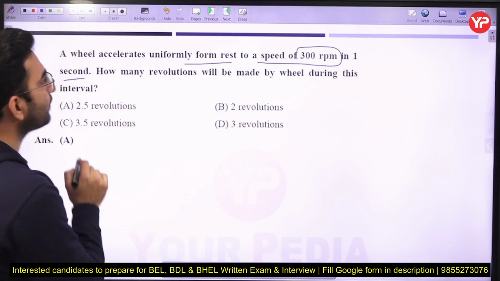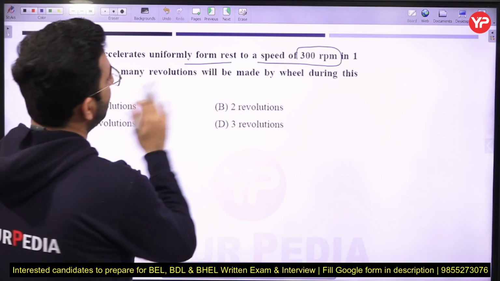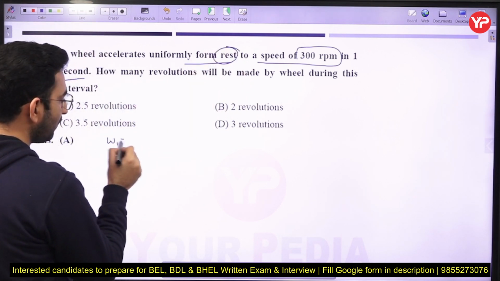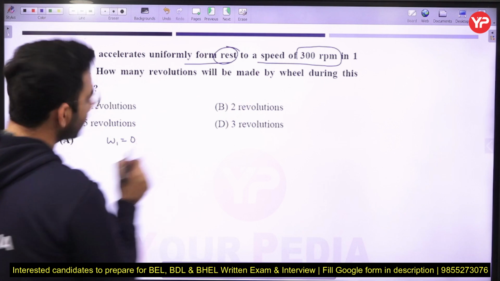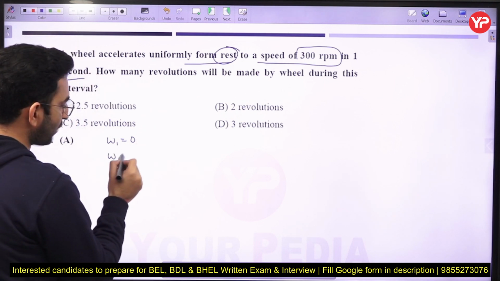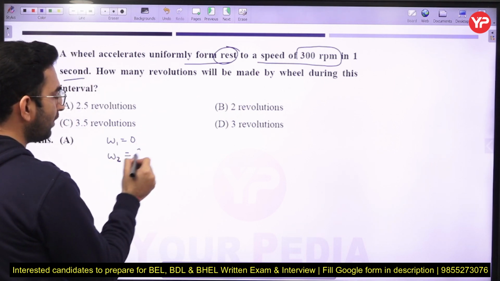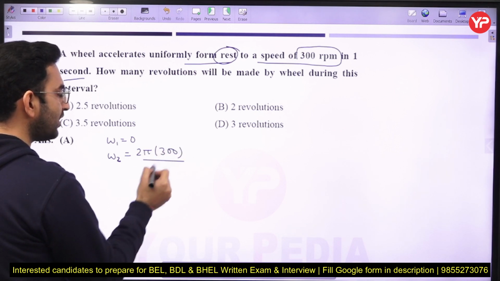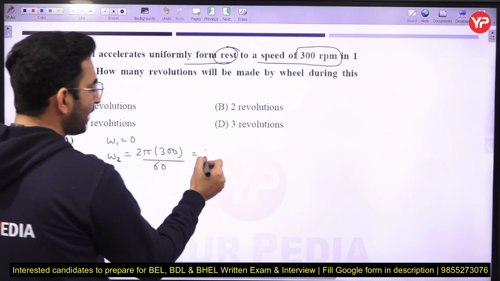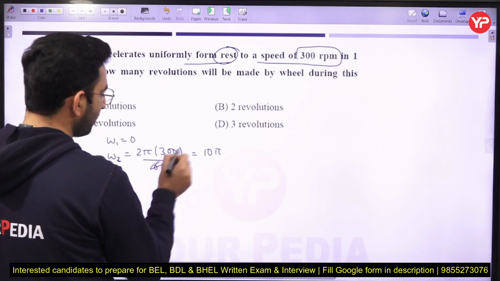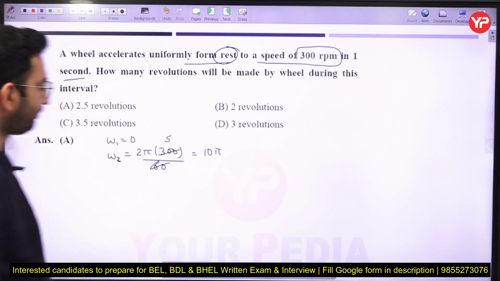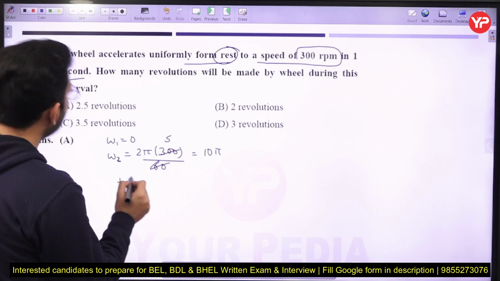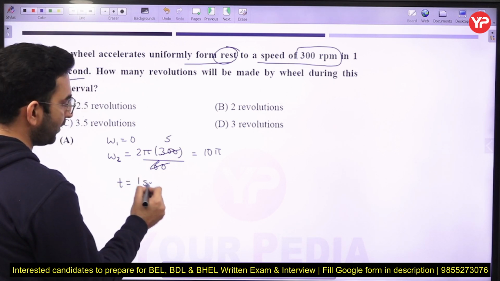So in this case, the initial speed is given to you as 0, and the final speed is given to you as 300 rpm. So I can write omega 2 will be 2 pi times 300 by 60. That will be equal to 10 pi. And the time taken is equal to 1 second. That will be the time taken.